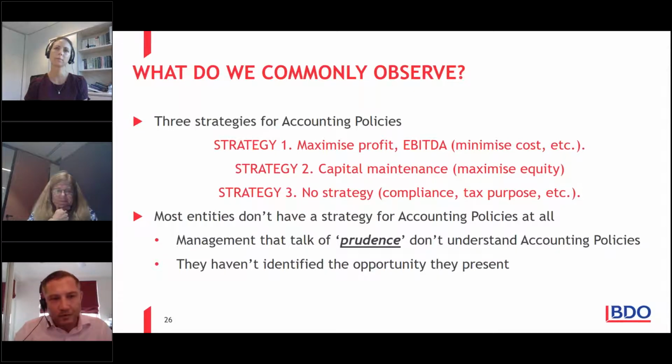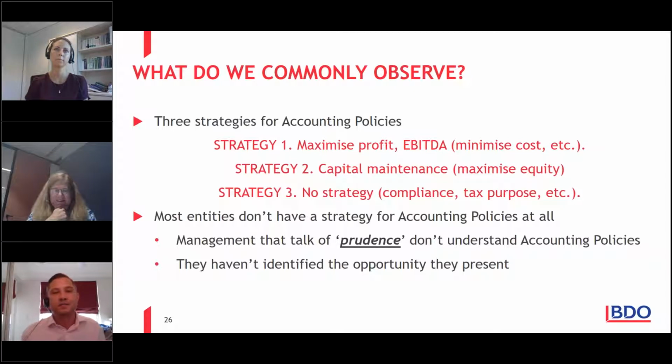And I'm going to start at the bottom. It's actually strategy three. There is no strategy mostly applied. And this came as a galloping shock to me, but what they mean by no strategy is there is no strategy applied by management to select accounting policies other than for tax purposes or for actual compliance purposes. But the reason why there's no strategy is because selecting accounting policies for tax isn't a financial reporting strategy, it's a tax strategy. So therefore, for financial reporting purposes, there's actually no strategy.